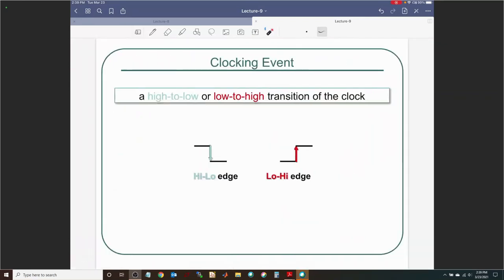It has a few parameters, let's go through them. A clocking event, also called the clock tick event. Clock tick event is essentially referring to the change in the level of the clock, either from high to low or from low to high. It's a transition from high to low or low to high on that square wave, on that clock input.